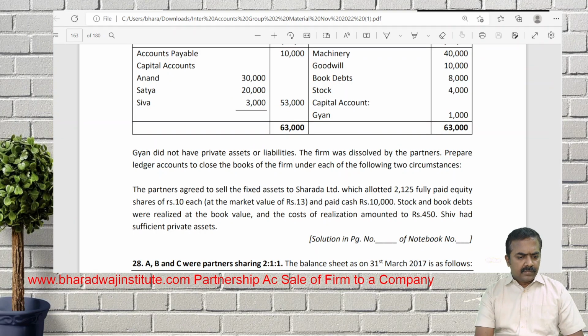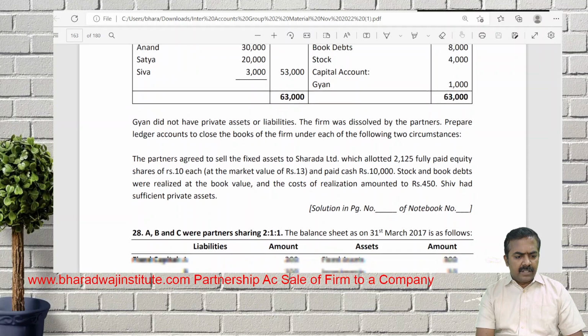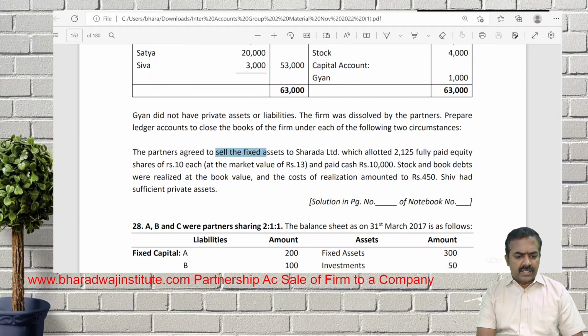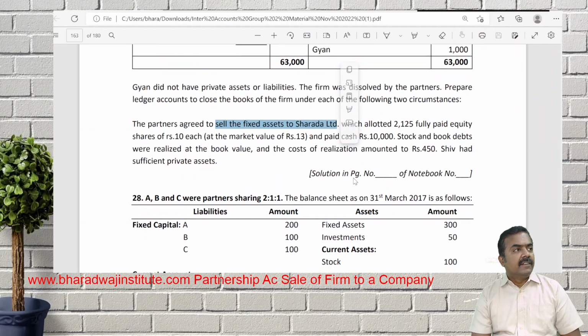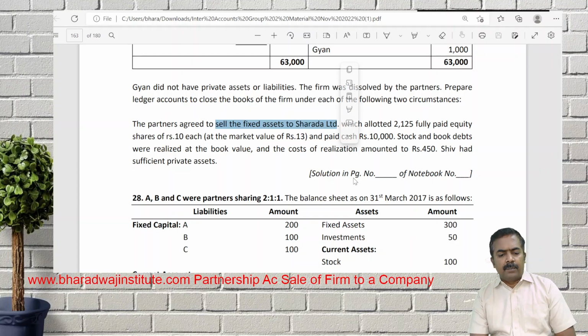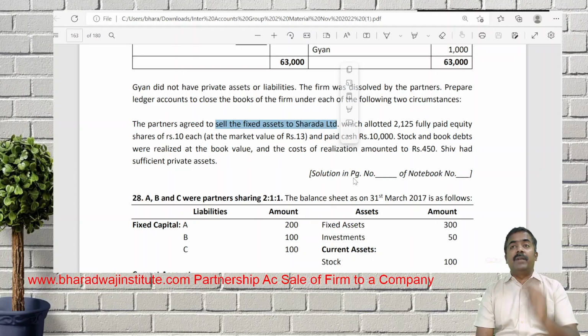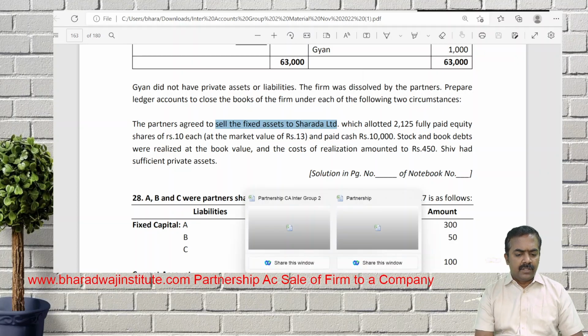Wait. The firm was dissolved, to prepare ledger accounts. The partners agreed to sell the fixed assets only. The partners agreed to sell fixed assets, which means the company is purchasing only what? The company is purchasing only assets. Are they taking over liability? If the liability is not taken over, who has to pay? The firm has to pay.